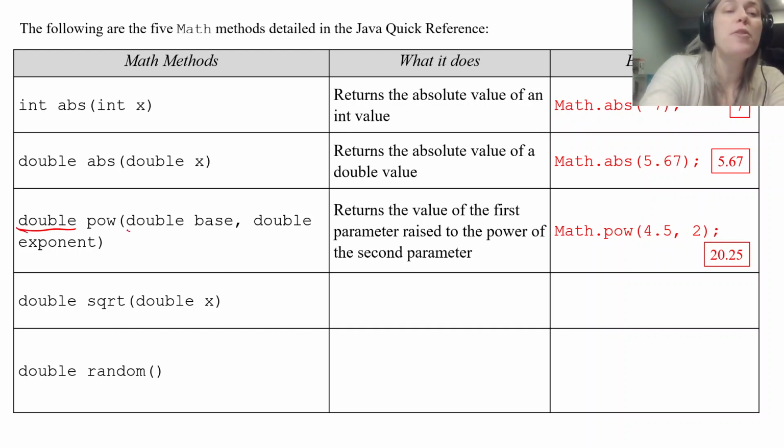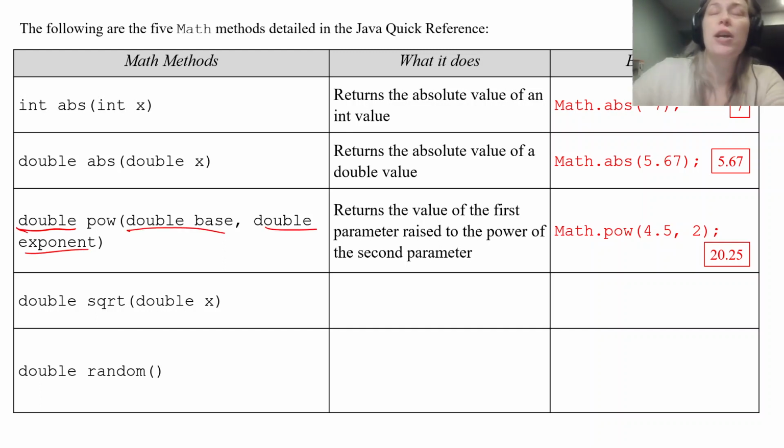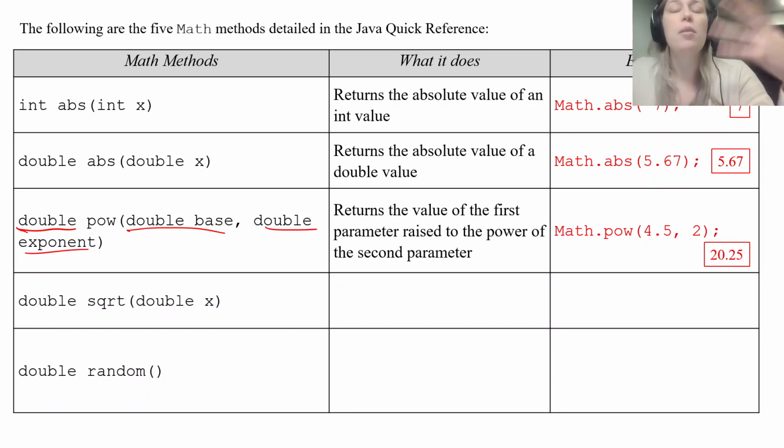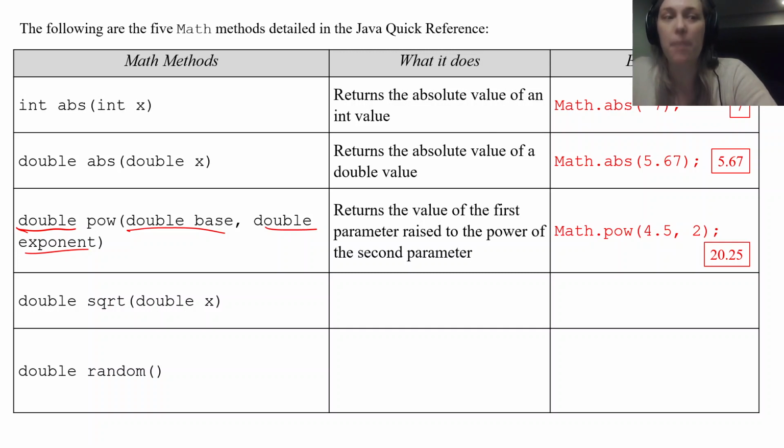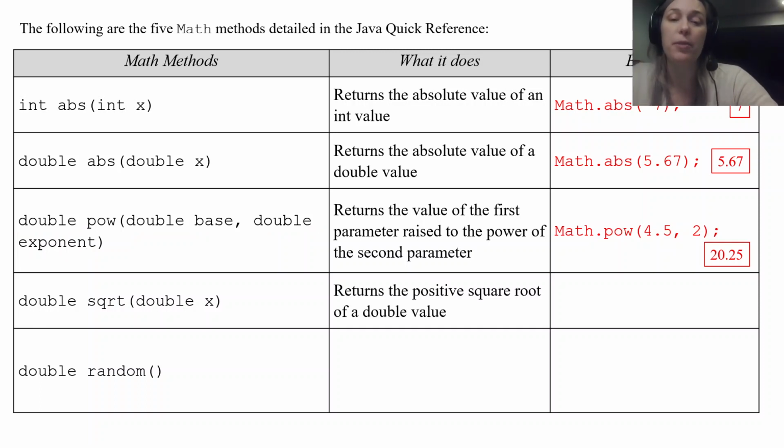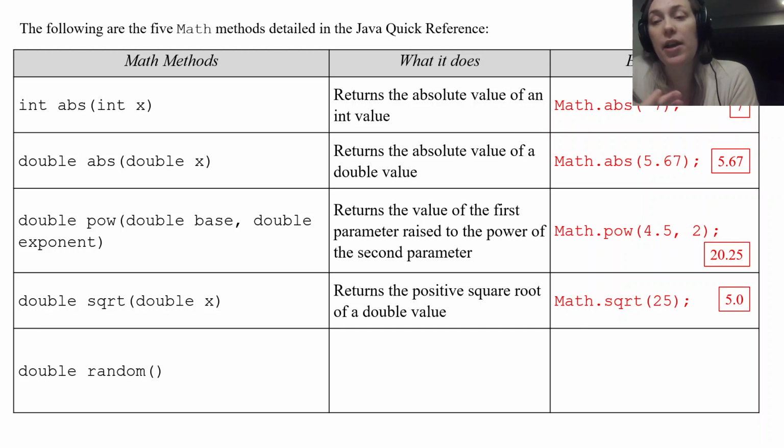Even if you pass it integers, it'll still return a double, but you are able to find the power of two integers. The next one, sqrt, stands for square root. You pass it a double, it returns a double. Even if you pass it an integer, it'll still return a double. So the square root of 25 is 5, and it's going to return 5.0 because it returns a double.